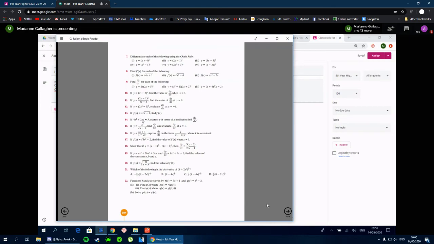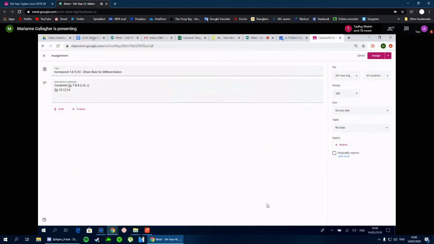Express y in terms of x, so bring all the x's over to the right hand side. Actually, are we going to be able to do that? Yeah. It's not quite chain rule, but it's a little bit of good practice in algebra. And I'll do them out as well and stick up the video.